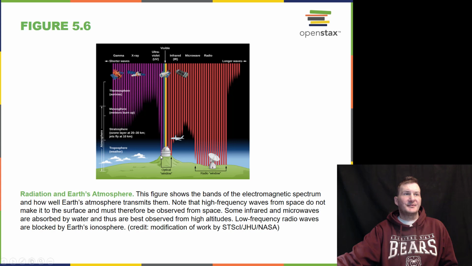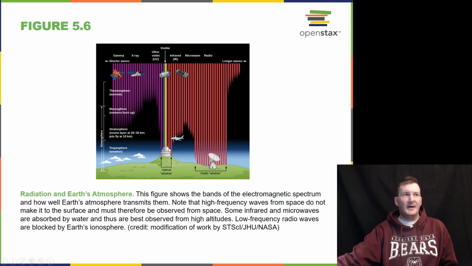This diagram just shows the bands of the entire electromagnetic spectrum, which goes all the way from short gamma and X-rays to the longer microwave and radio waves. And we can see that on Earth we get visible light. Of course, we can see that with our eyes. We get a little bit of ultraviolet, quite a bit of infrared.